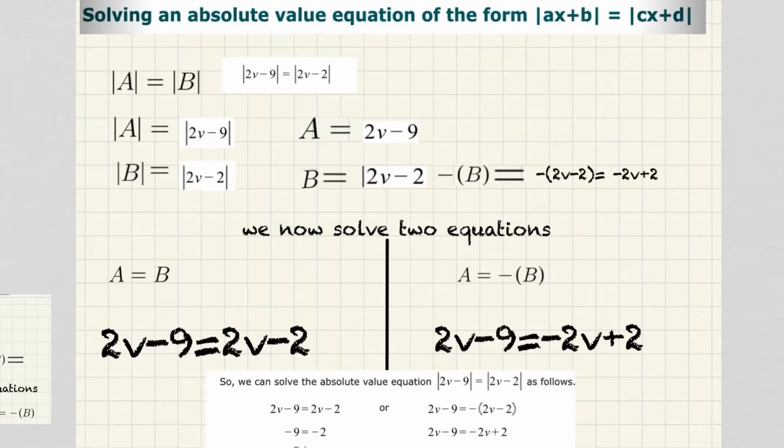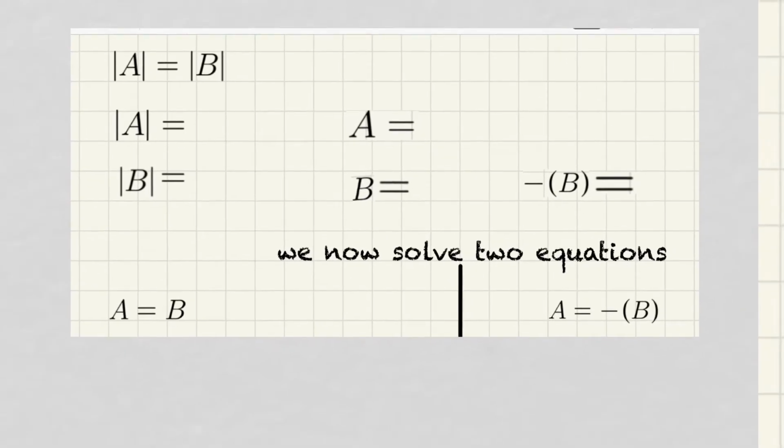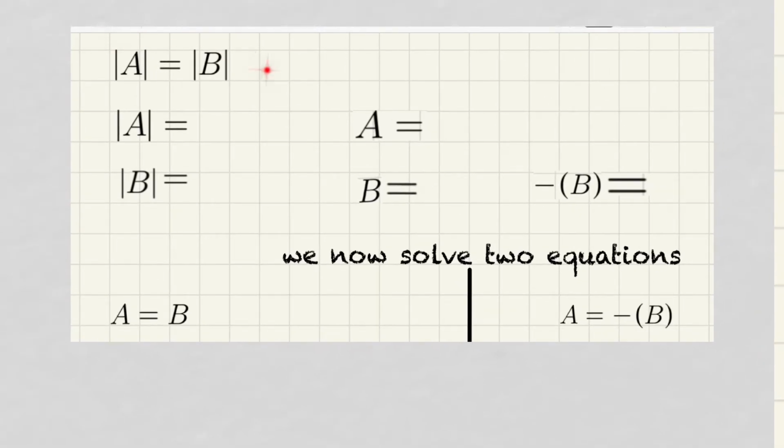Alright, so we're solving an absolute value equation in the form of the absolute value of ax plus b equals the absolute value of cx plus d. Before we look at the problem itself, let's look at the key idea. Up here you're given two absolute value equations.